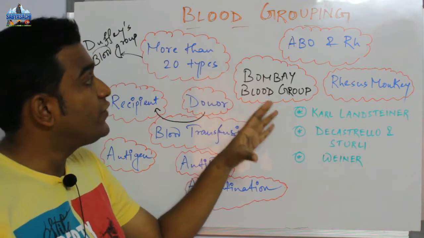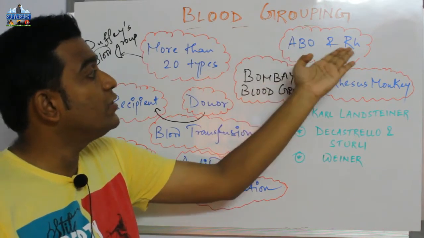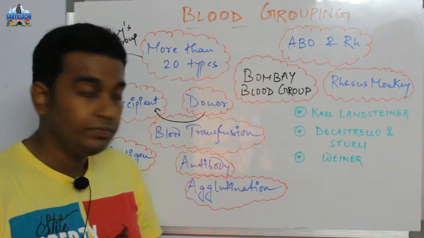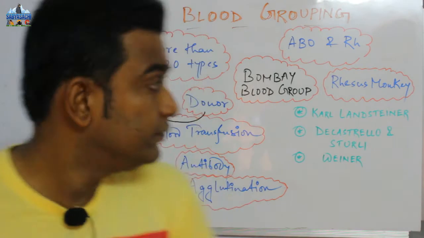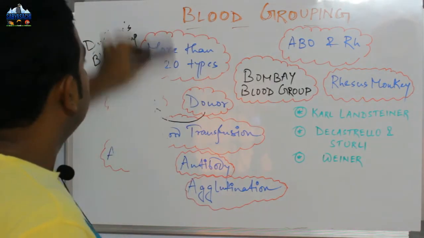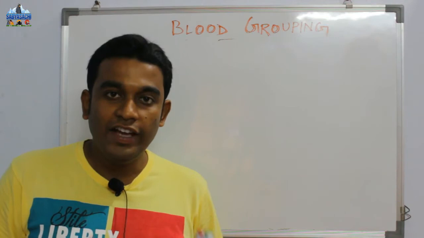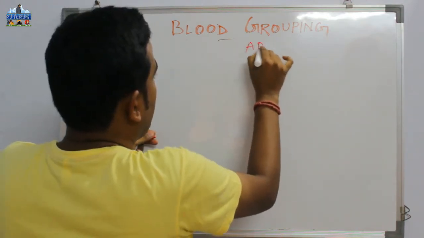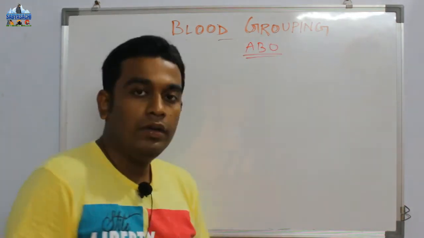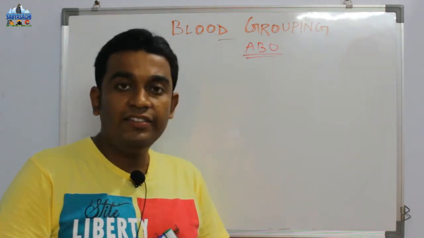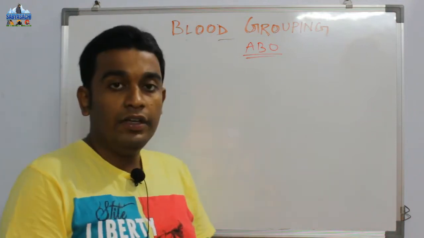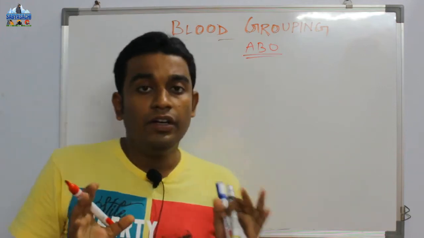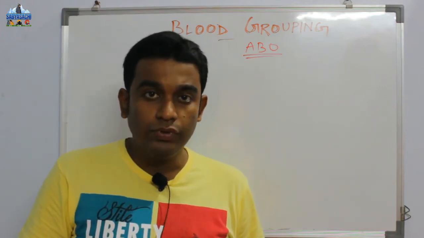Now we will shift directly towards the ABO system and the RH system, and the rest of the things I will wipe out. So we'll start with the ABO system. Precisely, if we take the ABO system into consideration, we know that we have totally 4 different types of blood groups.